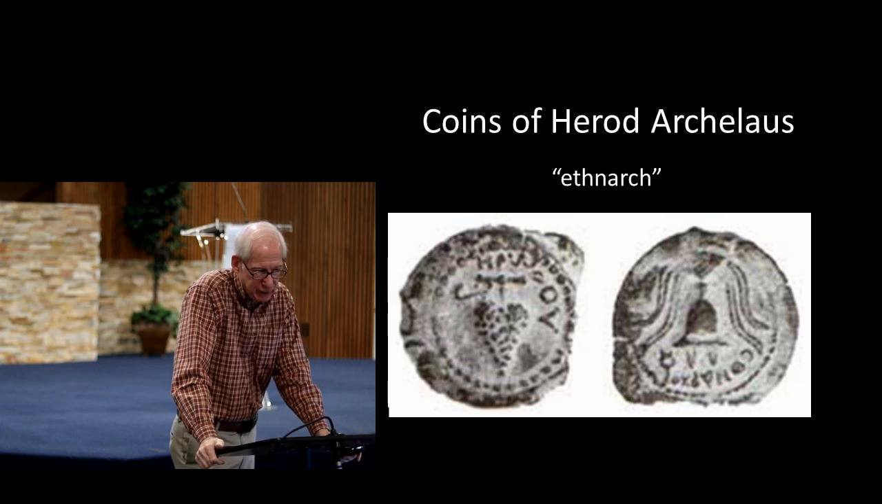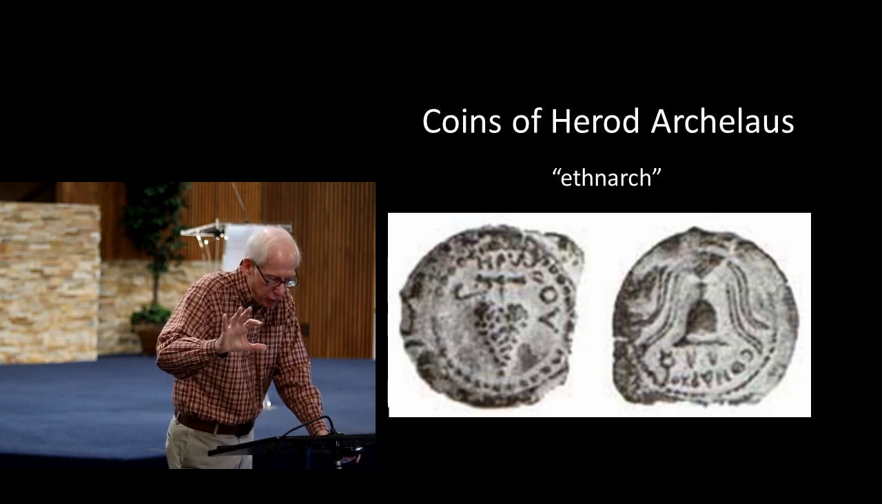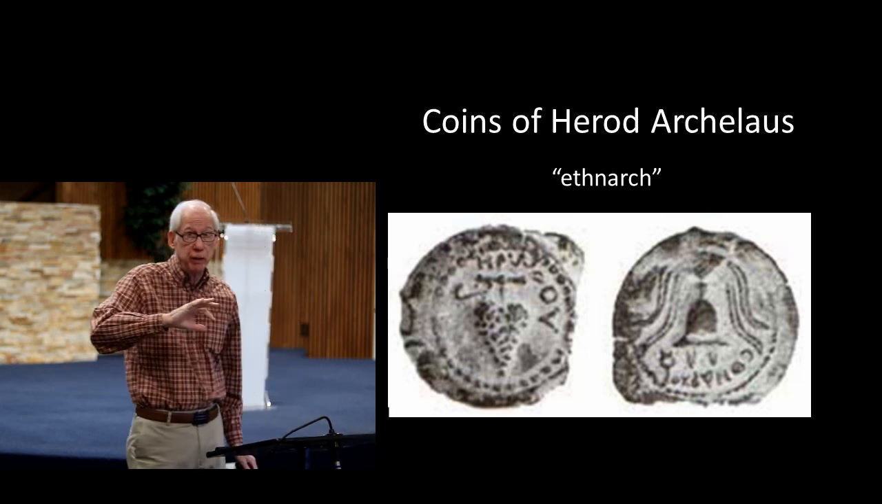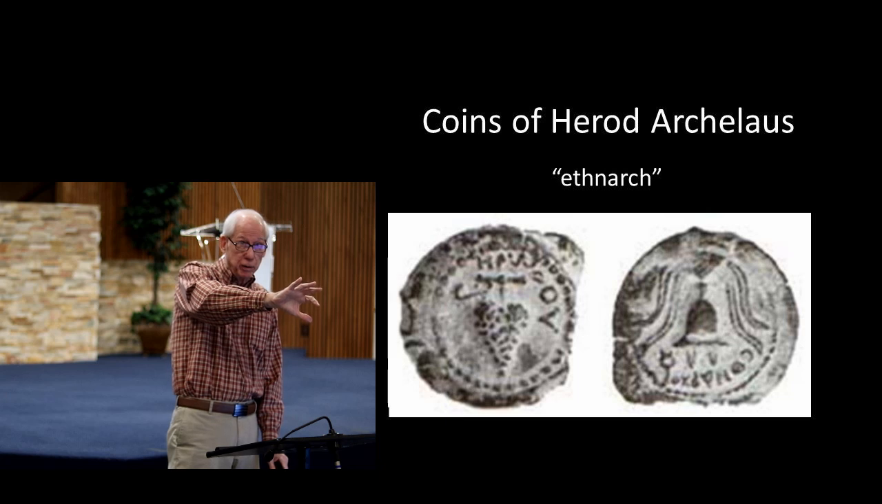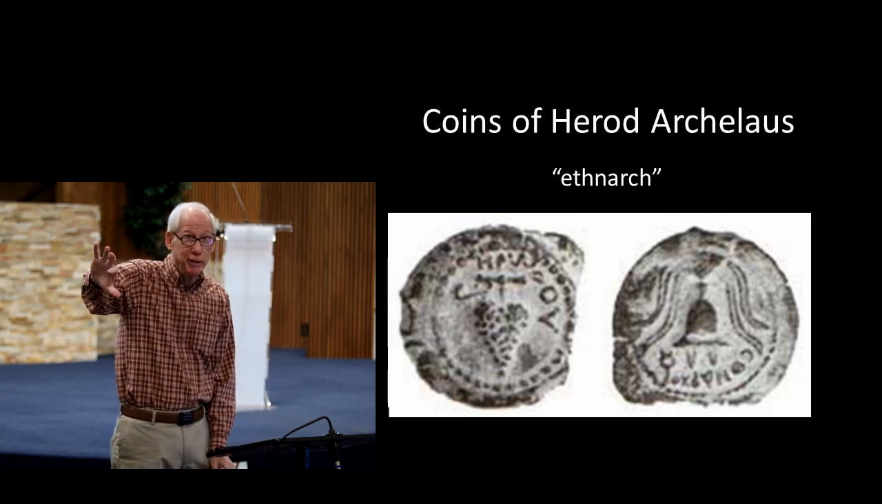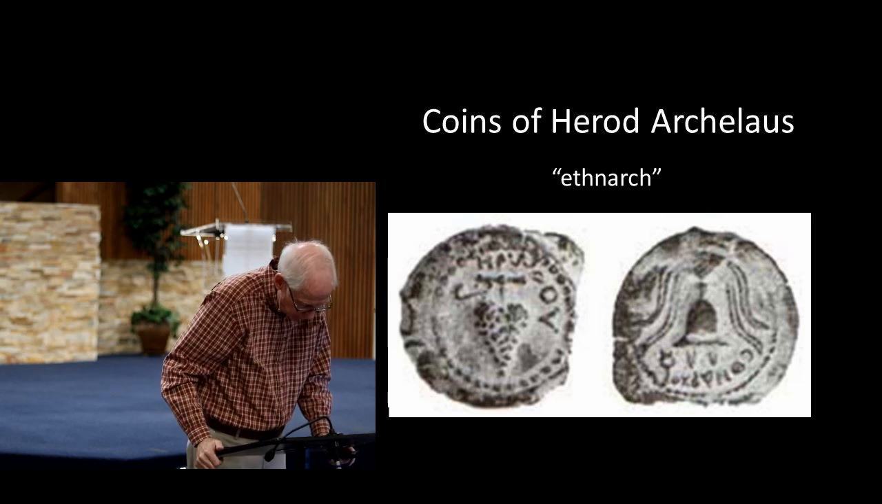Now, Herod Antipas ruled Galilee and Perea as the tetrarch. He ruled there until his death in AD 39. So Archelaus gets the boot in AD 6. But Antipas has a long run from after Herod's death in 4 BC. He stays in power until AD 39.